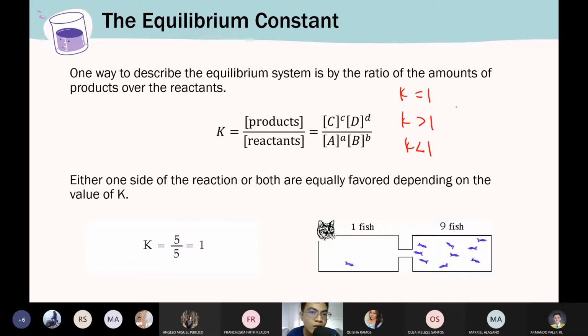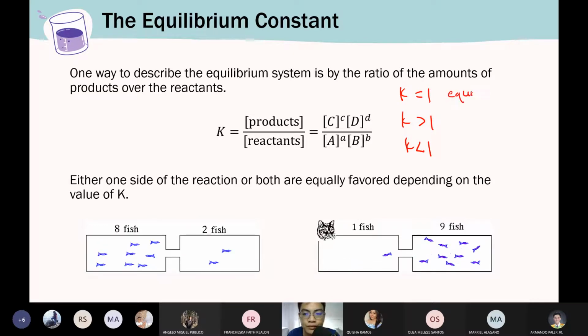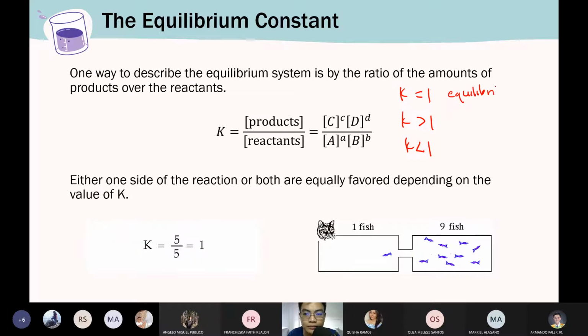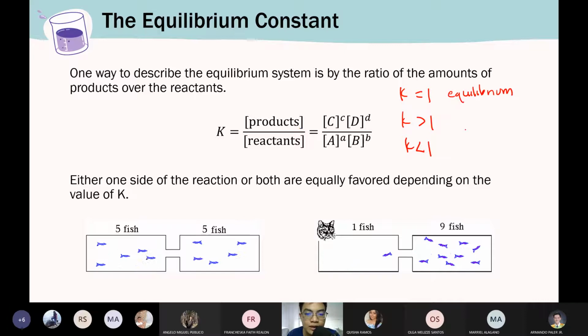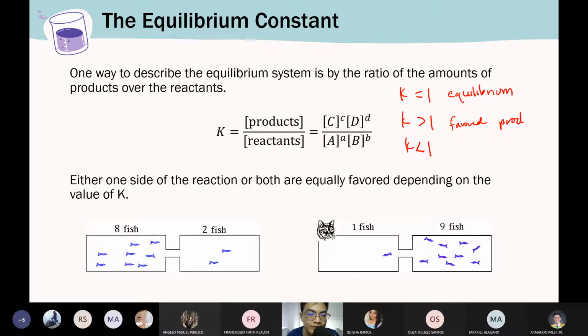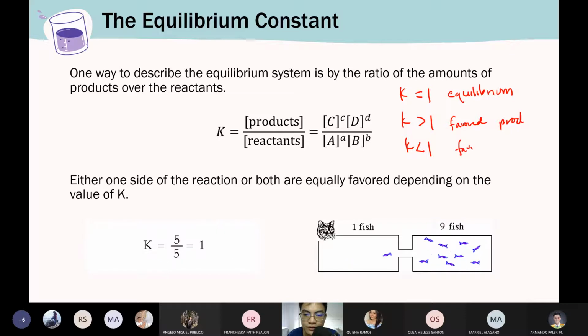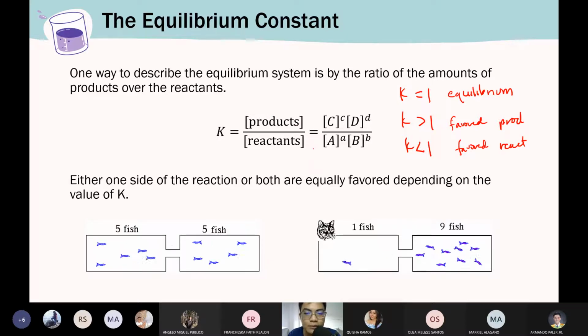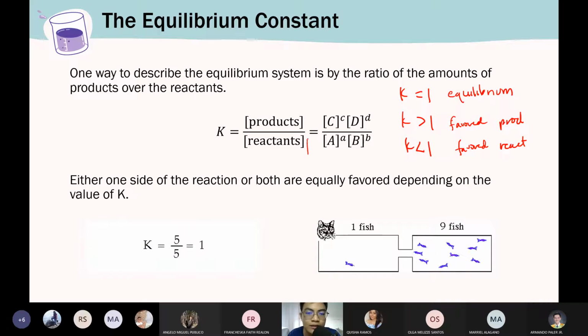So, for example, if K is equal to 1, it means everything is in complete equilibrium. It is really balanced. But if K is greater than 1, the quotient will be greater than 1 if the product side is too much, meaning the product side is favored. And if K is less than 1, that means the reactant side is favored. So when K is greater than 1, there are more products than reactants. But if K is less than 1, there are more reactants than products.